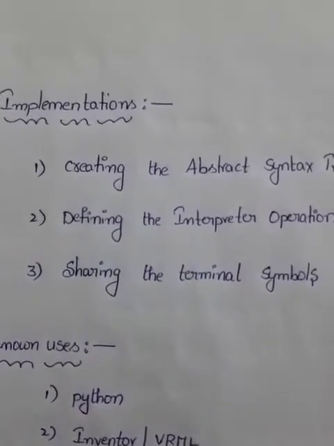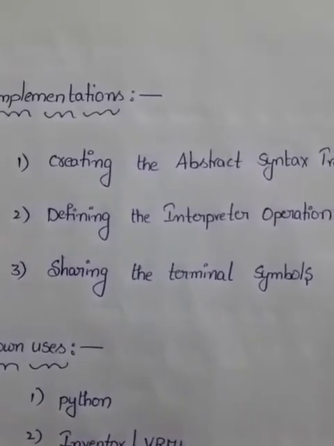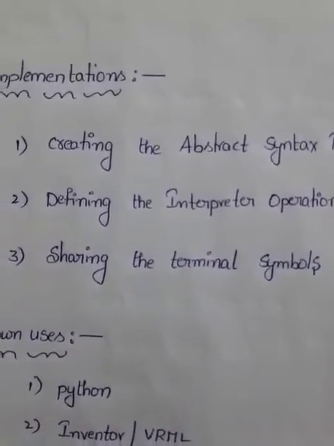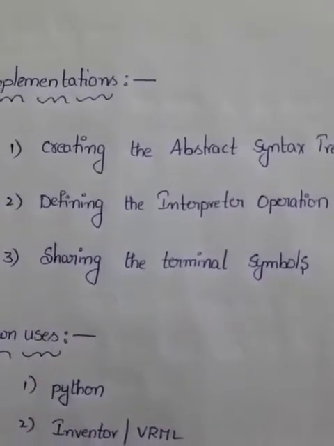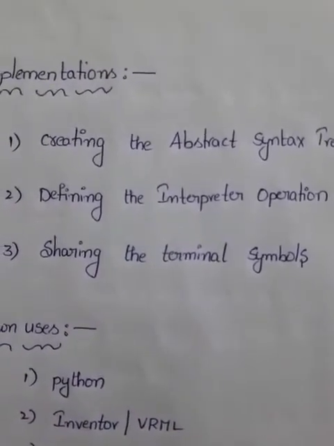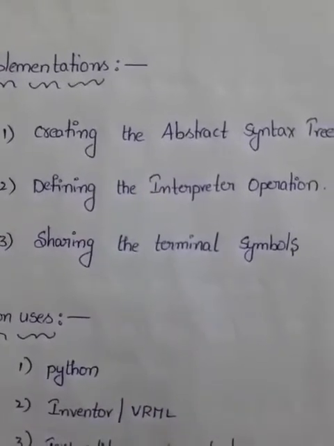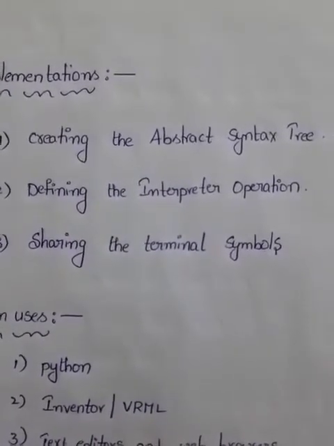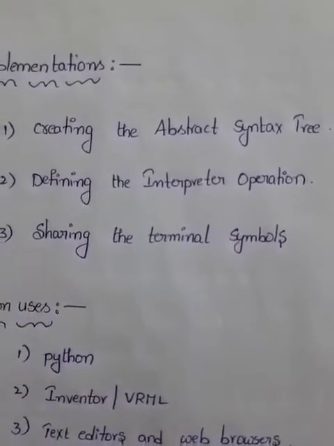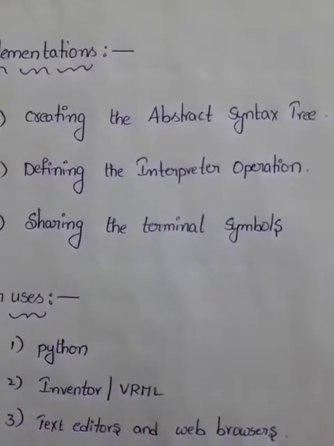Coming to our next topic, implementation. In this implementation, the interpreter and composite patterns share many implementation issues. The first one is creating the abstract syntax tree. That means the interpreter pattern doesn't explain how to create an abstract syntax tree. And the next one is defining the interpreter operations. In this, you don't have to define the interpreter operation in the expression classes.